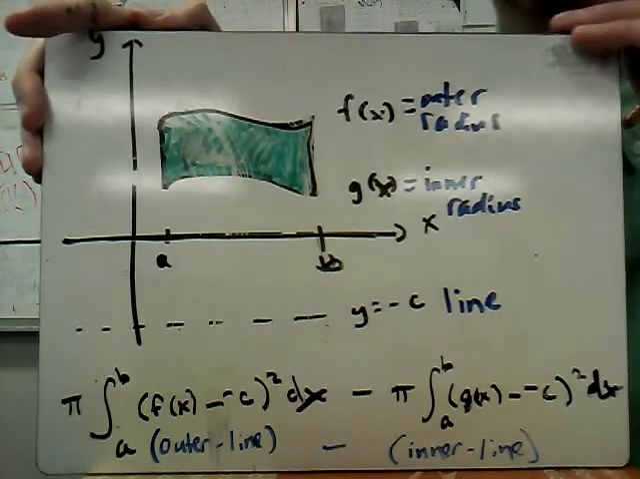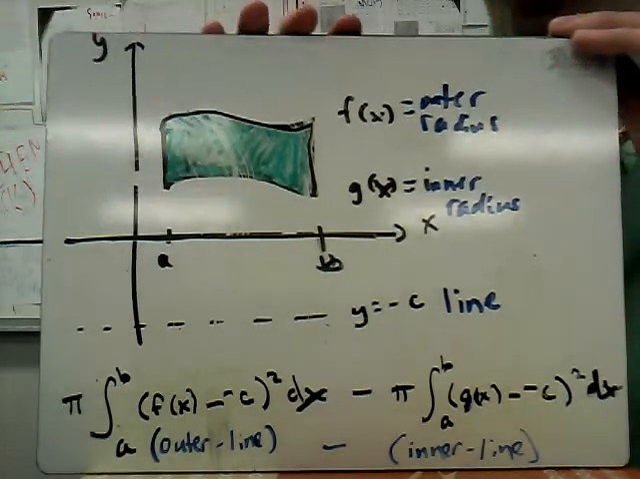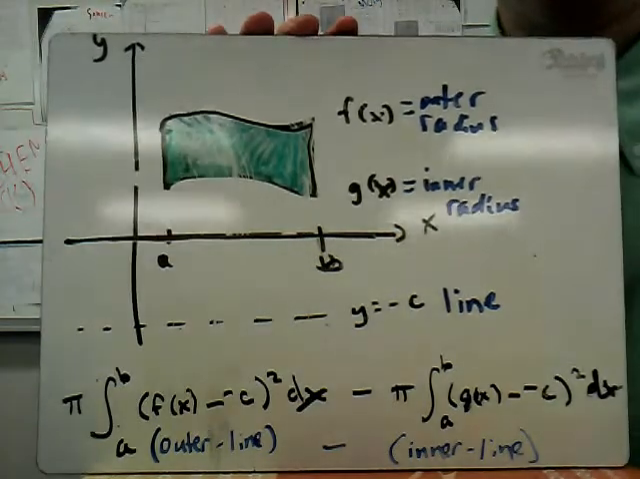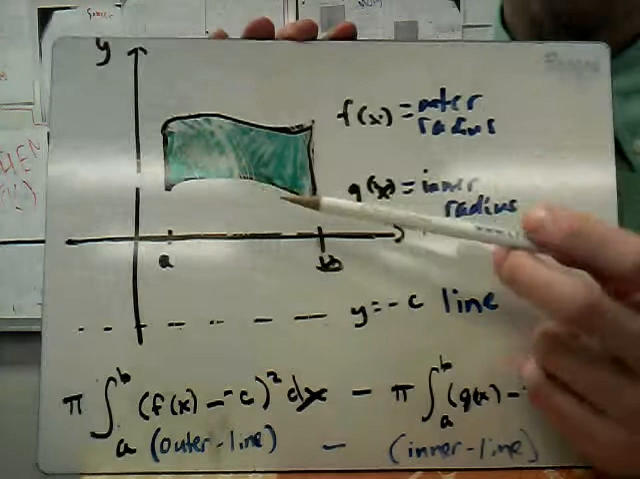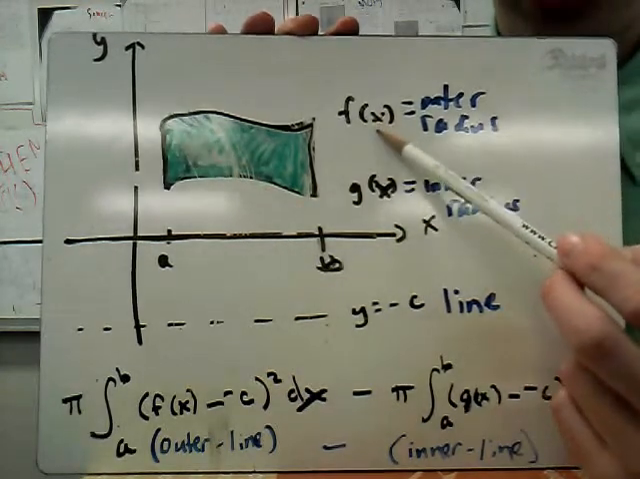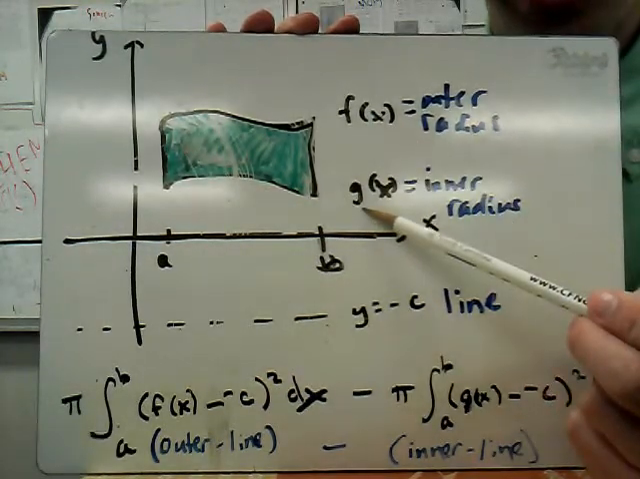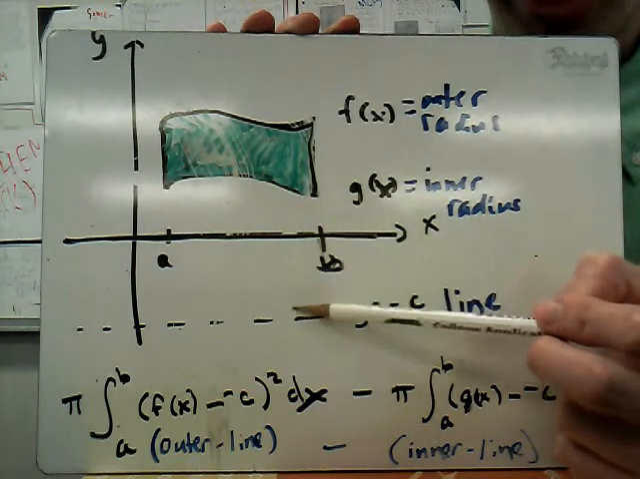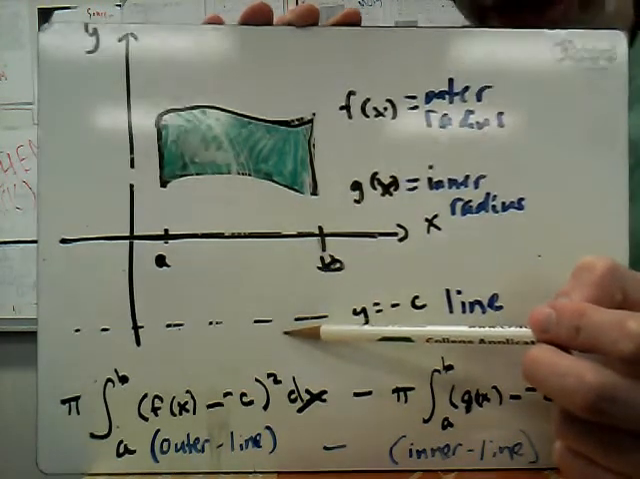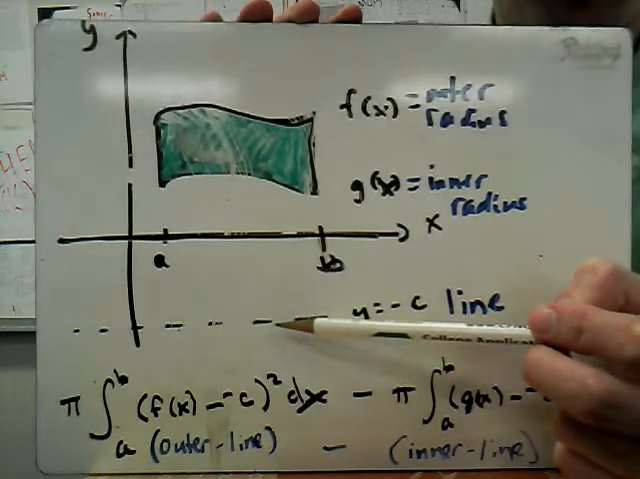So a natural question that arises when we're trying to find volumes is, what happens if we rotate around a line that's not the x or y axis? In this particular situation, we have a function g and a function f, and the area between them is being rotated around the line y equals negative c to form a volume.